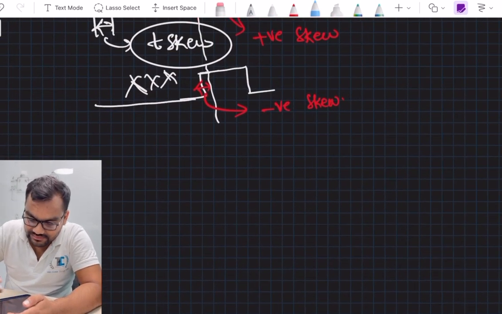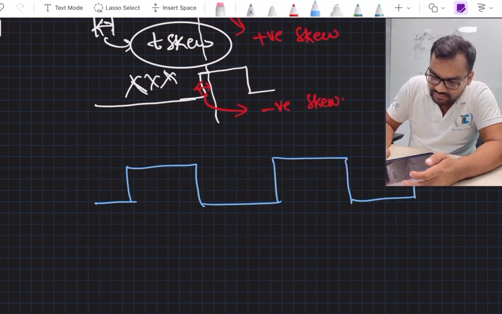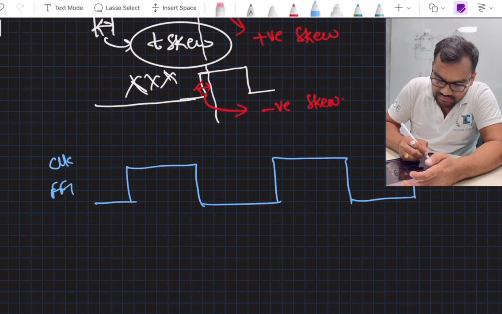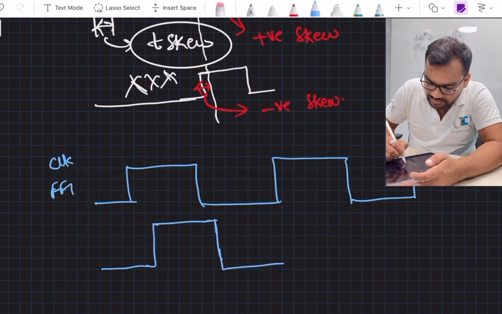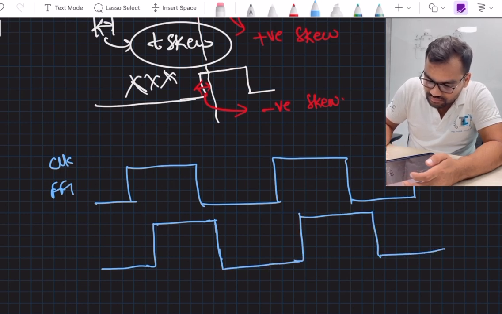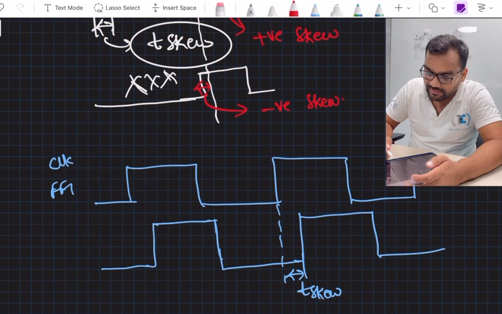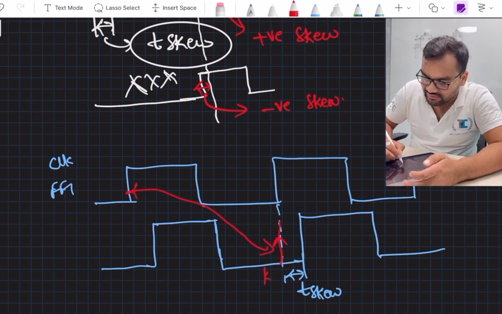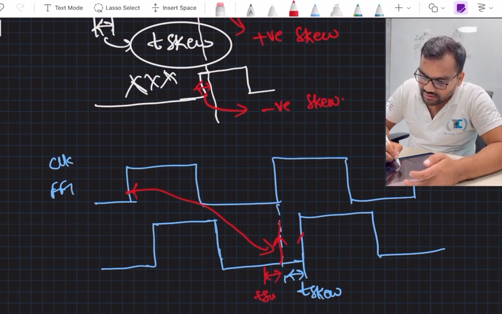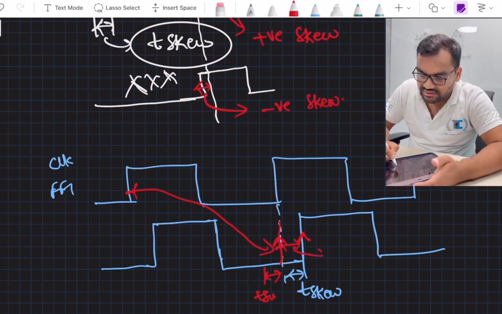Let's say there is a clock for flip-flop 1. This is the clock reaching flip-flop 1. With some delay, it is going to flip-flop 2, and this is the skew. If you see, for the setup analysis, this is the usual window. Let's say the edge occurs here. This is the usual window after removing the setup time. But now the clock edge at flip-flop 2 is further delayed, so you have this much skew.